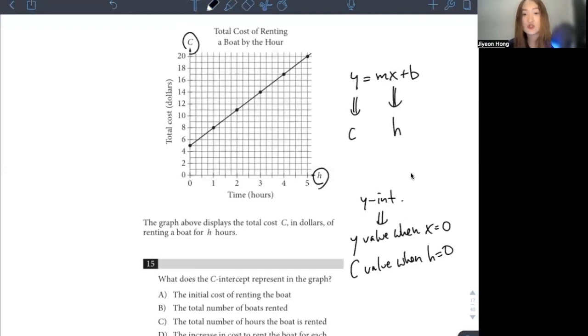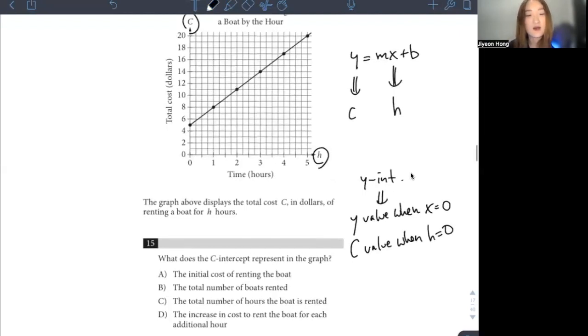And what does H represent? It's the number of hours that the boat has been rented, right? So it's asking what is the total cost when the boat has not been rented yet, basically, right? If you look at the answer choices, B and C both talk about number of boats and number of hours. That's not what I see intercepted. The Y value should be a dollar amount, right? So immediately I cross out B and C.